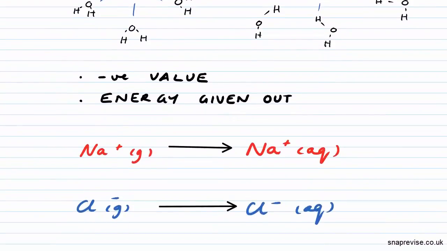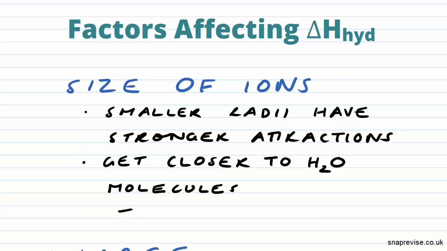The enthalpy of hydration will be a negative value as energy is given out, and you can see the equations used to represent them here. We have our gaseous sodium ions being dissolved to form aqueous sodium ions, and the same with our chloride ions. So let's have a look at the factors that affect the enthalpy change of hydration. The first is the size of the ions. Ions with a smaller radii have a stronger attraction for the water molecules, and that's because they can get in closer to the water molecules.